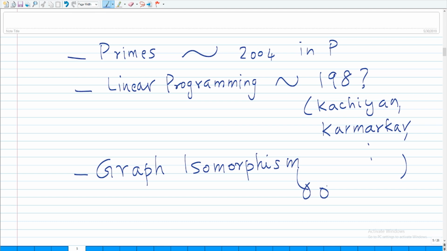There are a lot of special cases for which polynomial time algorithms are known. For example, if you are talking about bounded degree graphs, two bounded degree graphs, we can show that there is a polynomial time algorithm, using a lot of algebra, that can test whether two graphs are isomorphic, but for general graphs, it's still open.